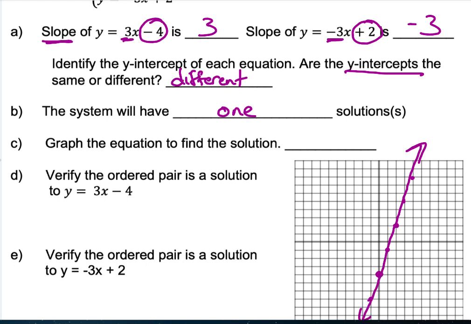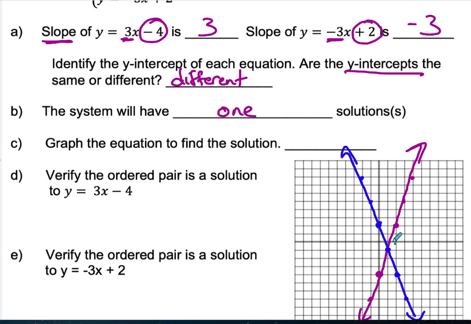Now I'm going to do the same for my second equation. It's got a y-intercept of 2, and then it has a slope of -3. So that's -3 over 1, so down 3 over 1. So I'm going to graph that, and I can graph in the opposite direction. And then I draw that line.